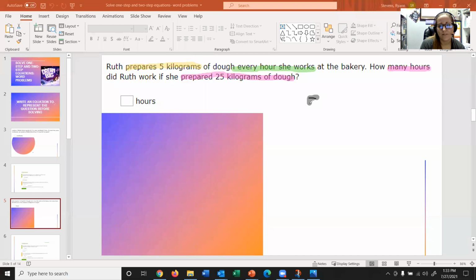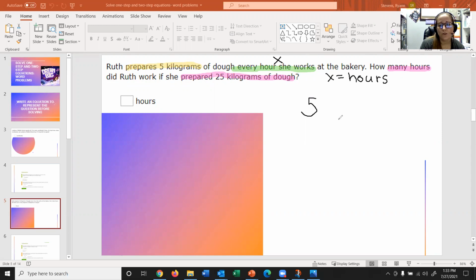Okay, we have this number 5. And we know that this is going to count for every hour that she works. But then in the question, it says how many hours? So we don't know how many hours she has worked. So we're going to go ahead and say that the hours is going to be represented by X. X is going to equal the amount of hours that Ruth works.